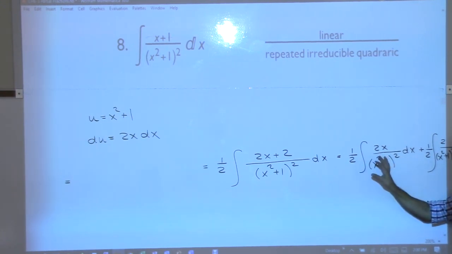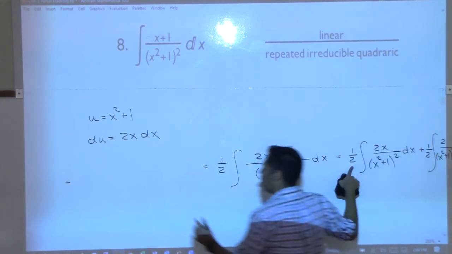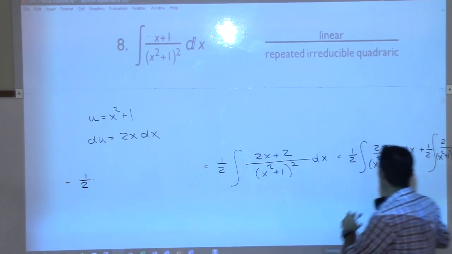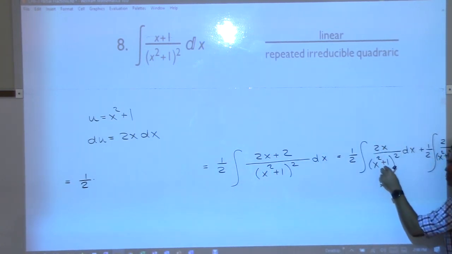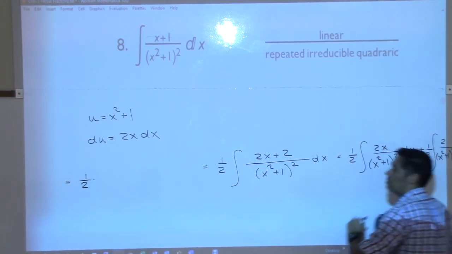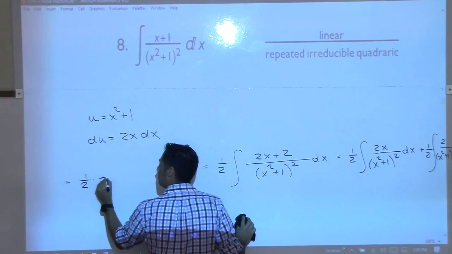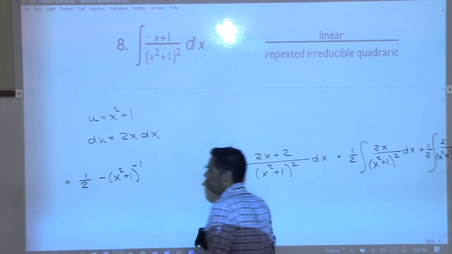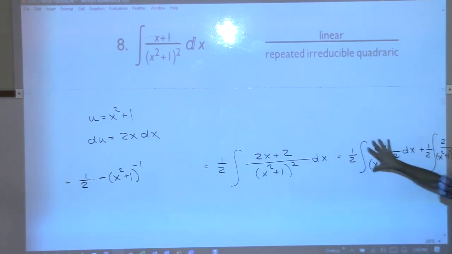So this is a basic u sub on this one. So let me put the 1/2 here. And then what will come next? If I let this be u, we said this would be 1 over u squared, so the antiderivative of that would be negative u to the negative 1. So I'm going to write that as negative u to the negative 1. So that takes care of this integral.